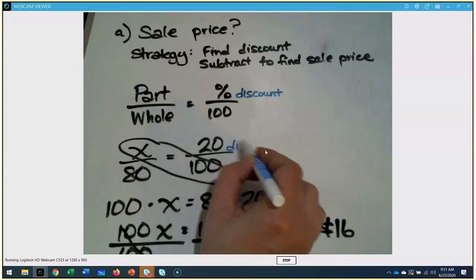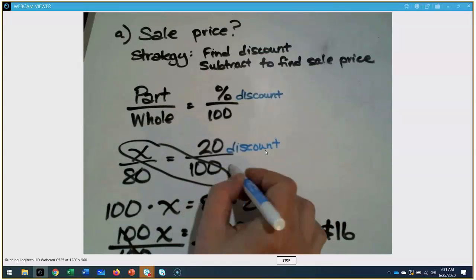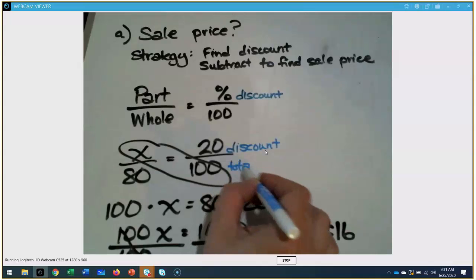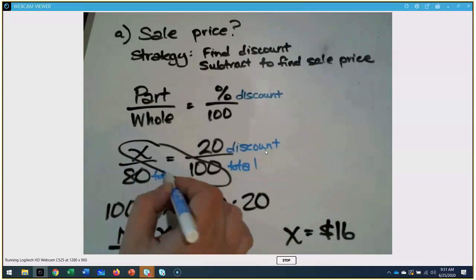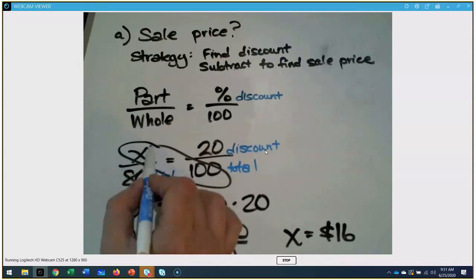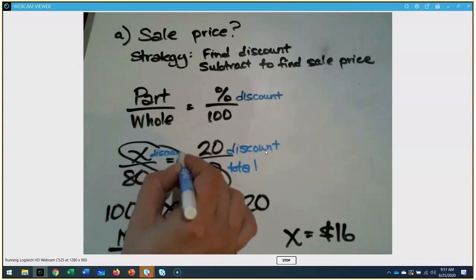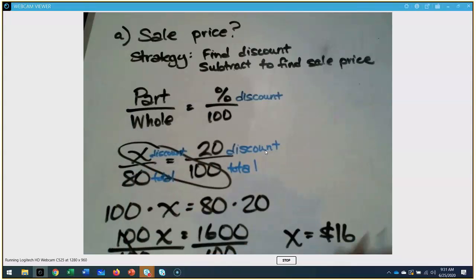20% was the discount rate. 100 is always the total percent. So this was the total amount of the item, and that means that the X that we solved for was the discount amount. And so I'm getting a $16 discount.